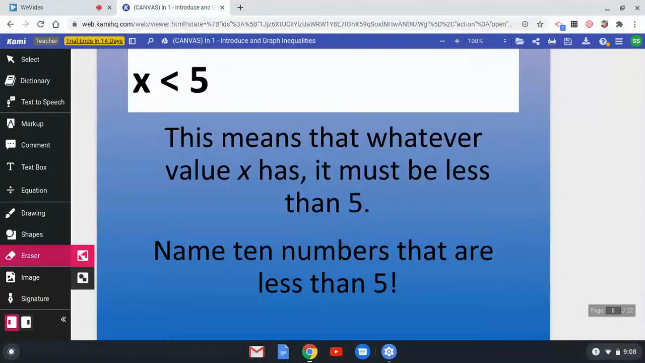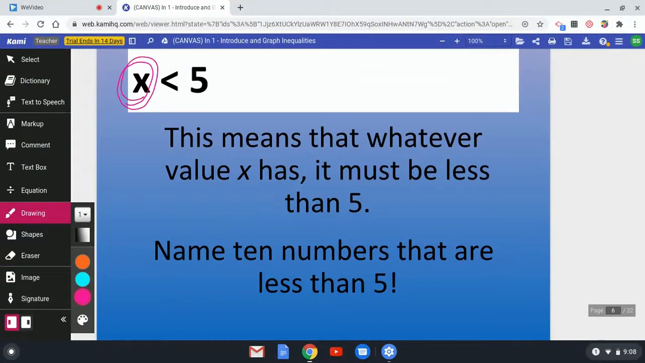Okay, so let's look at this inequality. We always start by reading where the variable is. So the variable is right here. Here we go. So we say x is less than, because that's what that symbol is, 5. X is less than 5. So this means whatever value x has must be less than 5 to make this inequality true.